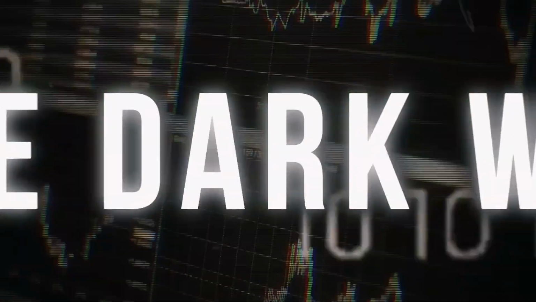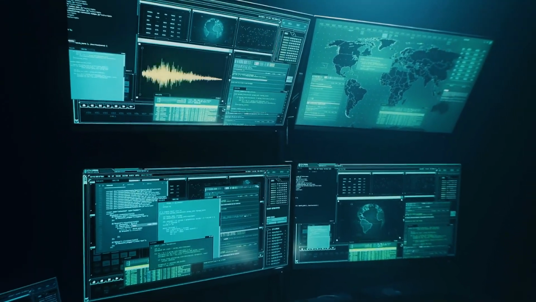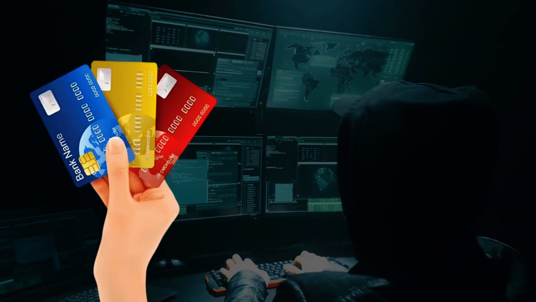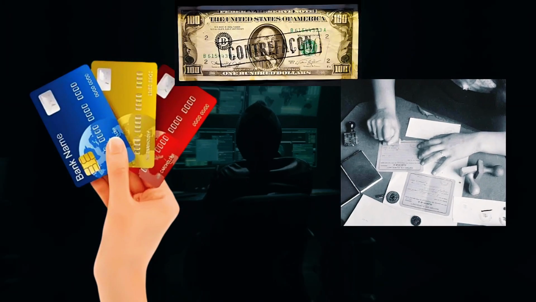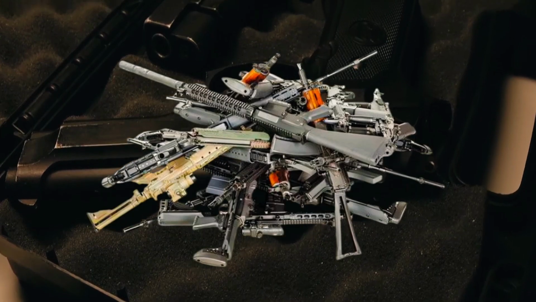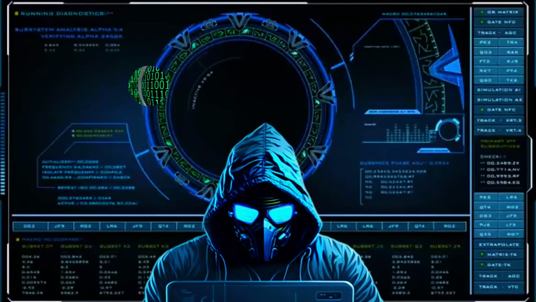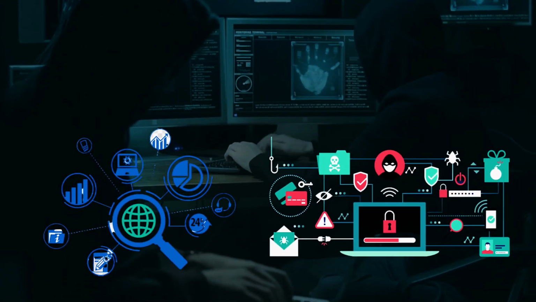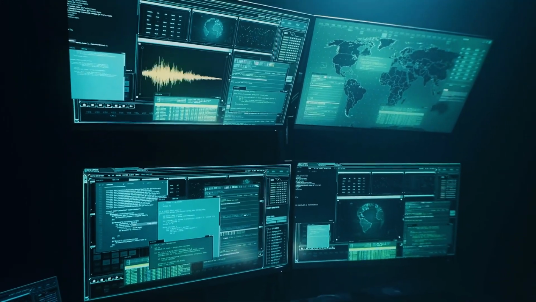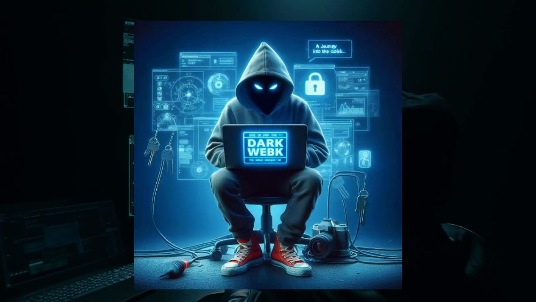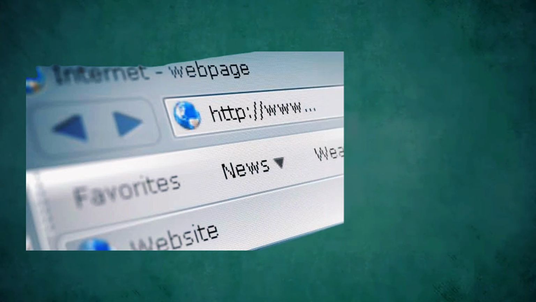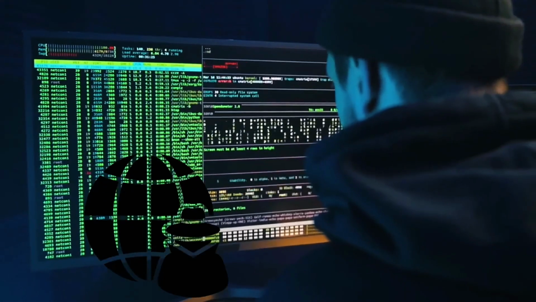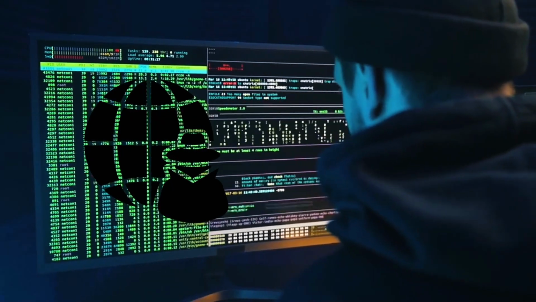Beyond drugs, the dark web hosts markets for all manner of illicit goods and services. Stolen credit card numbers, counterfeit currency, forged documents, and even illegal weapons can be found for sale in its shadowy bazaars. Cybercriminals use these hidden forums to exchange hacking techniques, trade in stolen data, and offer their services for hire. But as you may already know, one particularly disturbing aspect of the dark web is its role in the distribution of illegal pornography, and that includes child exploitation material. It's the dark side of humanity's shady dealings.